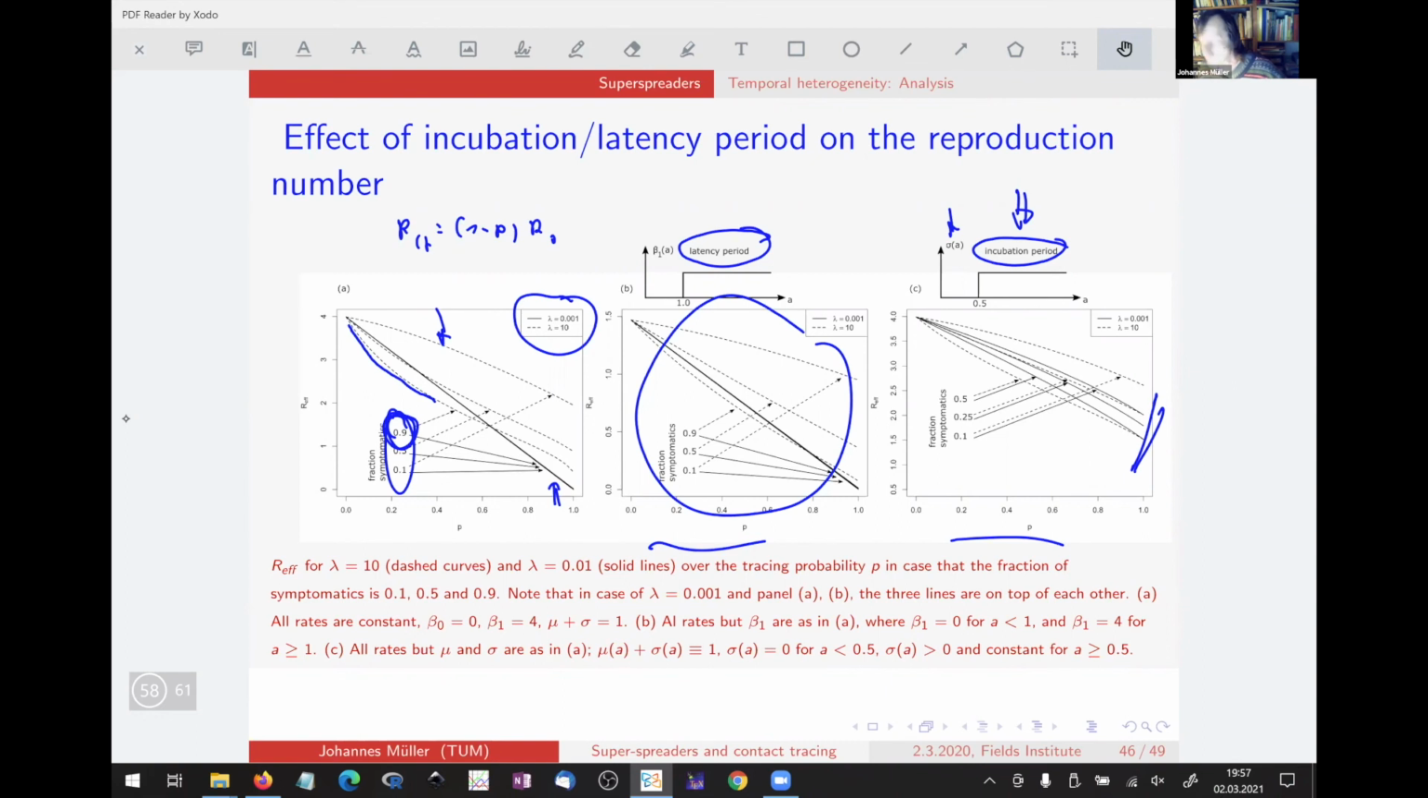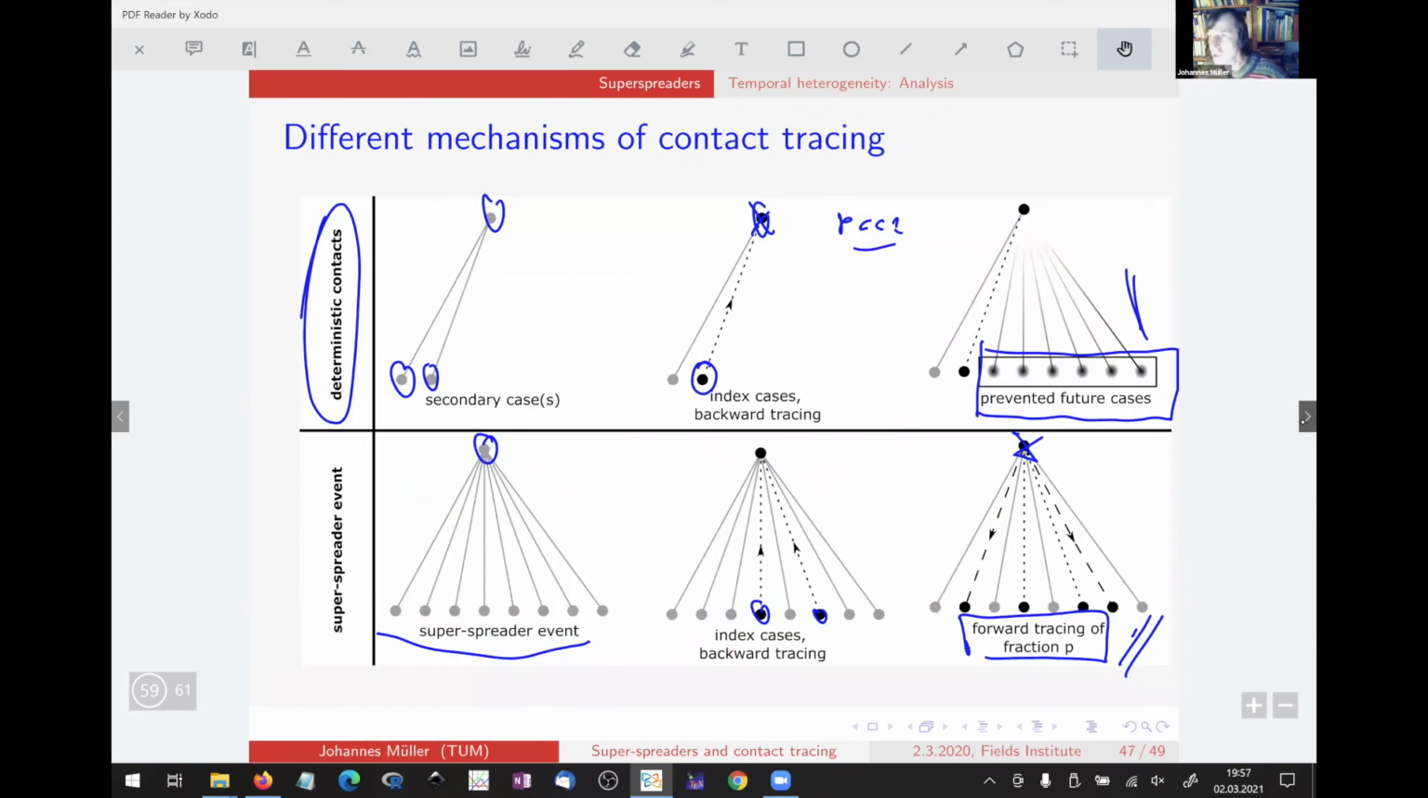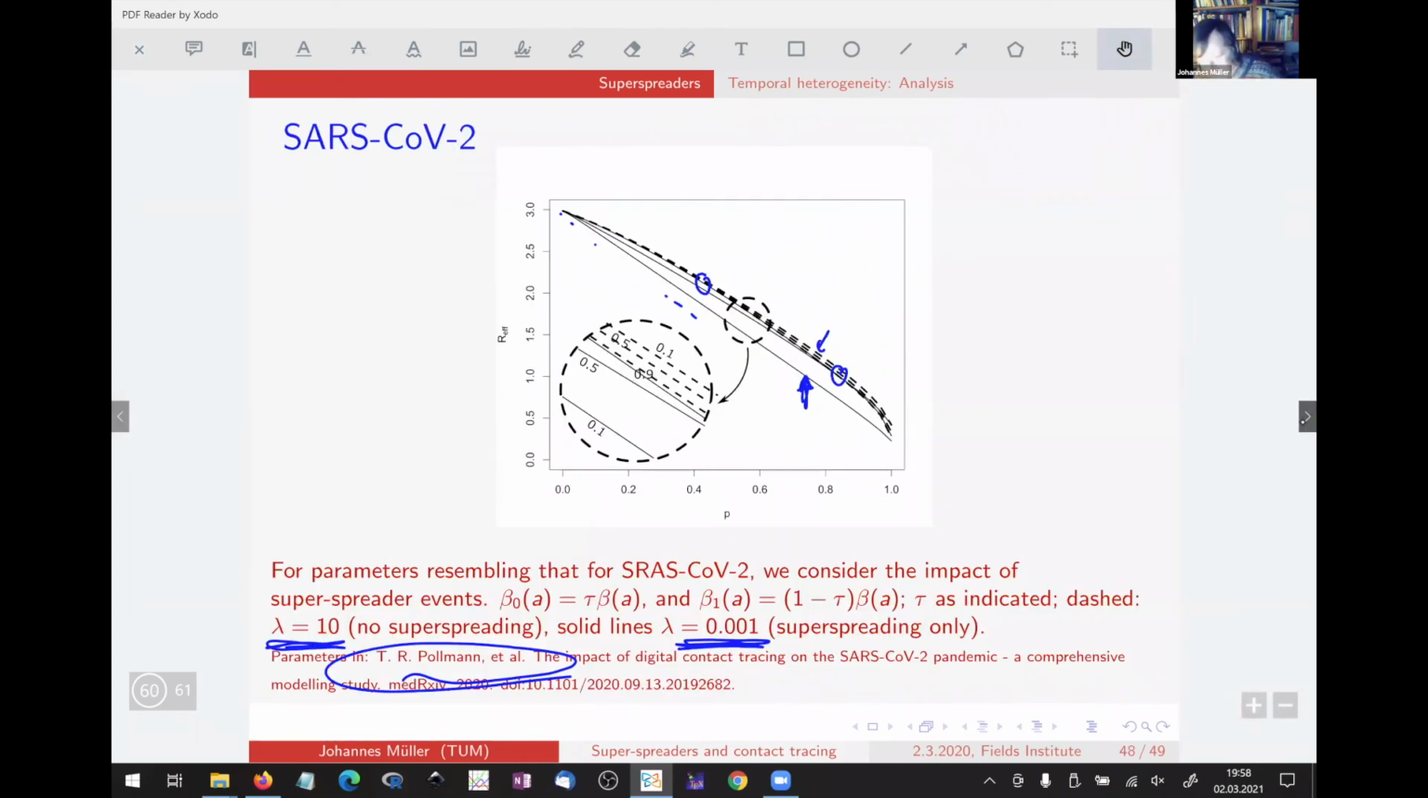Therefore, the interpretation we had here is not appropriate if we have a large incubation period, because those people, even those that we did find, would already affect the next generation. Since we have that in SARS-CoV-2, we do not have this benefit of super spreader events, that we are more efficient with them, because we have this latency period.